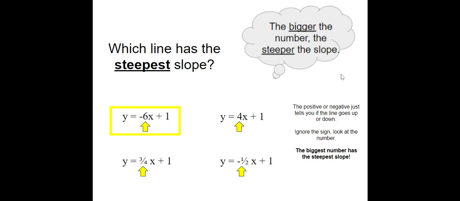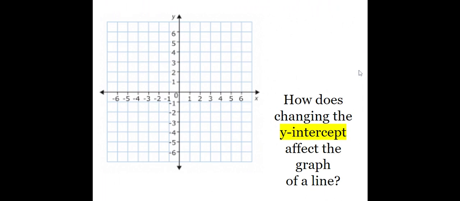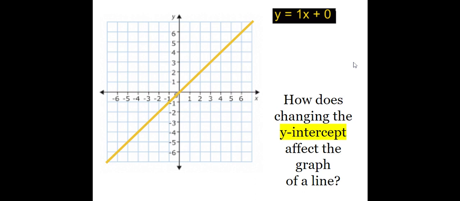All right, so we've investigated changing slope. Now let's go ahead and investigate what happens if the y-intercept is changed. So we're going to ask ourselves, how does changing the y-intercept affect the graph of a line? I'm going to first start by graphing the line y equals x. So going through the zero-intercept with a slope of 1, that's what it would look like.